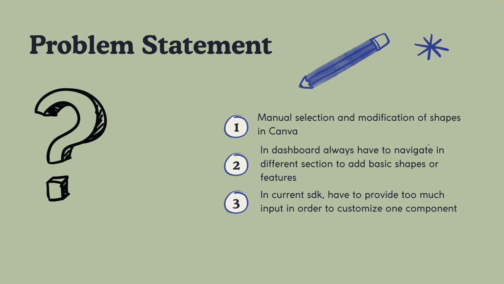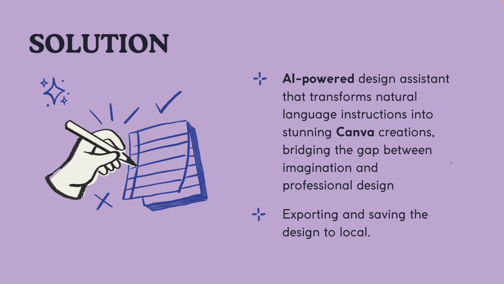Basically the problem statement is that we were selecting all the shapes, elements, and features very manually. We have to go there, select there, and then provide the input in order to generate that shape. In the dashboard, we always have to navigate to different sections, and in the SDK we have to provide too much input in order to customize any component. So let's see what we have done.